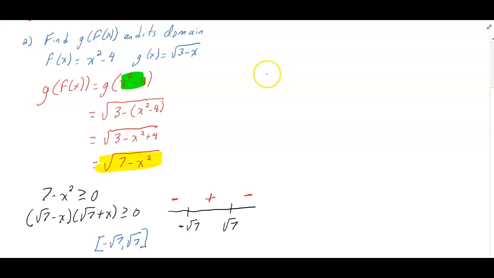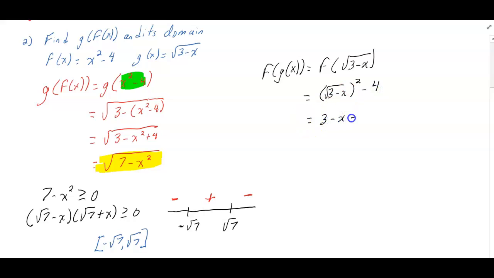In contrast, let's just suppose it said f of g of x. So f of g of x would be f of the square root 3 minus x. And then we're going to plug root 3 minus x into the function f. So that's going to be 3 minus x, square root of that, squared, minus 4. Which will be 3 minus x minus 4, which then becomes, if you do the math, negative 1 minus x.